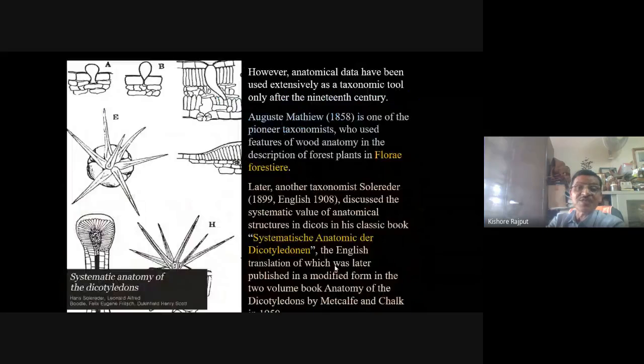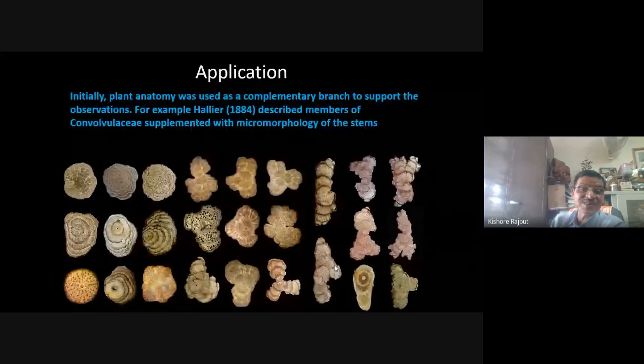Now if you look specifically at the taxonomic point of view, as I go back to Link's work, initially what he did was use anatomy as a complementary subject, because it is 1605. So at that time there was no microscope. It was just visually whatever you were able to see. And this is how it is depicted here.